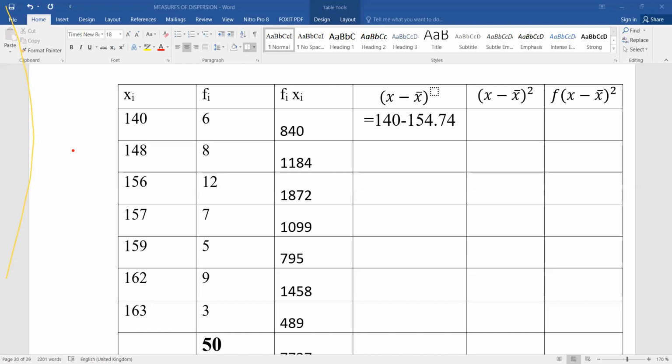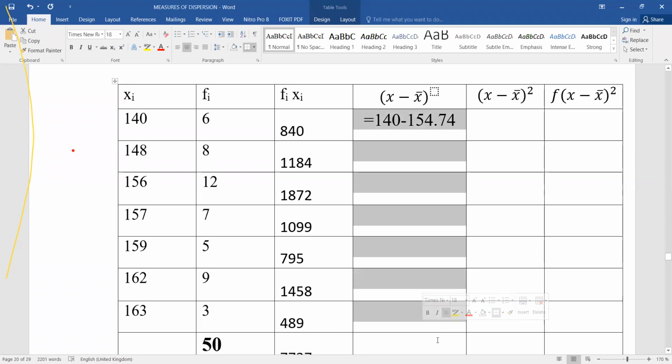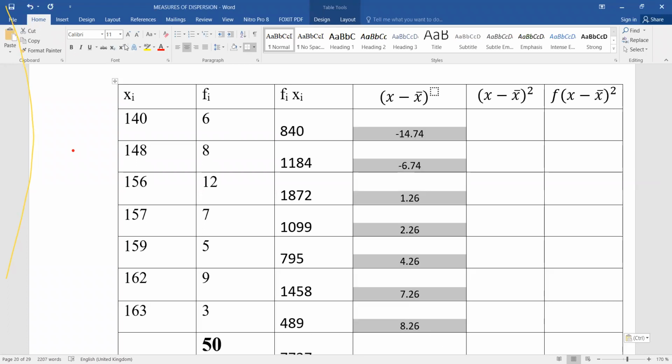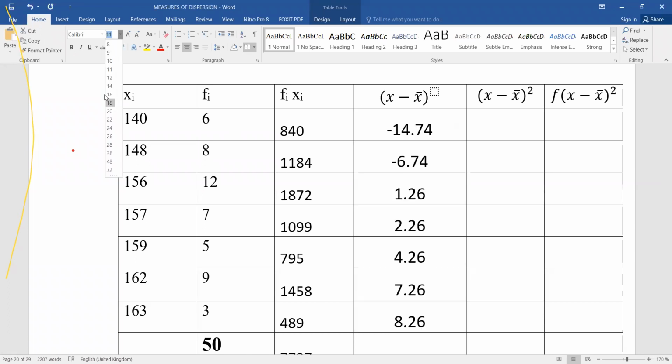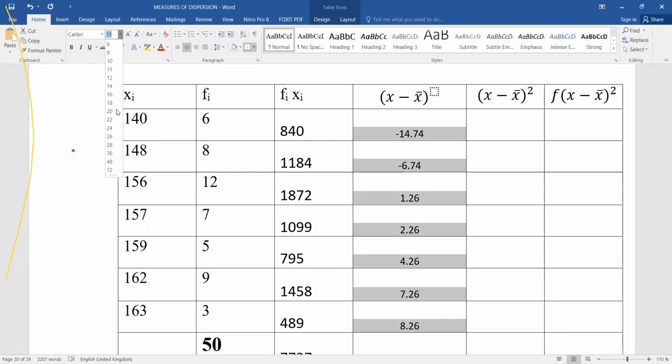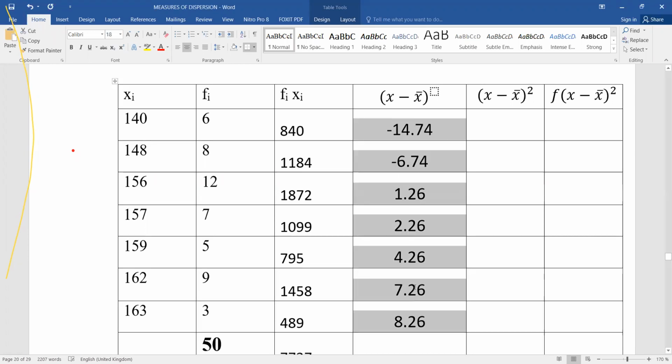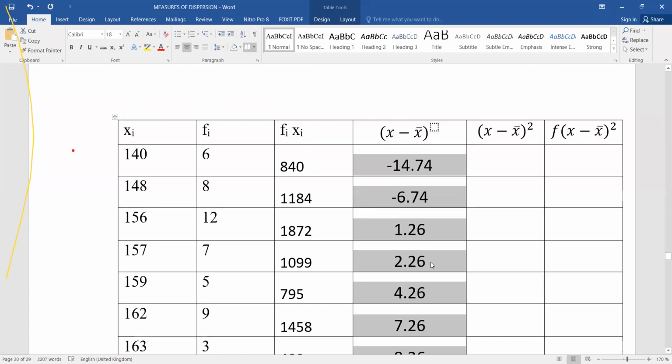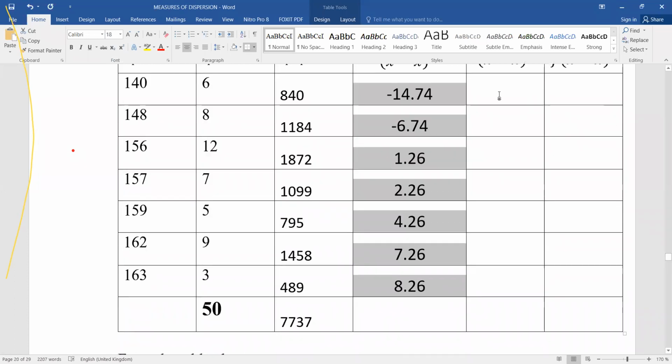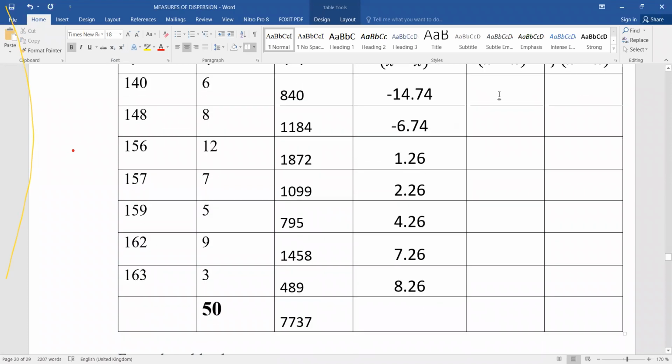So let me share with you my answers. You have that. Compare with your answers. Of course, we have those lazy ones who are just waiting for my answers, but you're risking. So you square the deviations. So you'll have negative 14.74, and all that is squared.